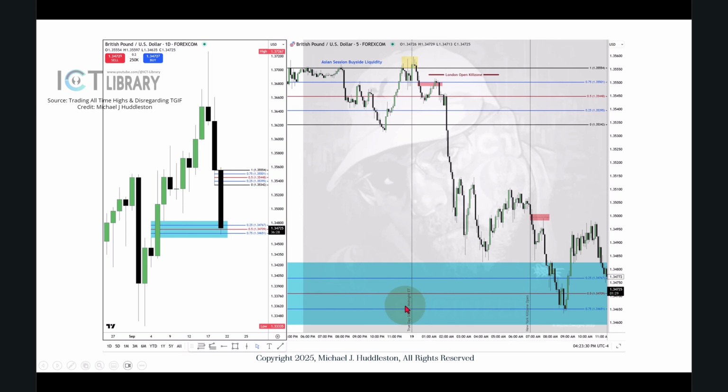Here we can see we have true day start, which is midnight Eastern time. Asian session, buy side liquidity. The market trades up into that, sweeps it, breaks lower, and then comes right back up into a fair value gap. This in here, breakaway during London open kill zone.